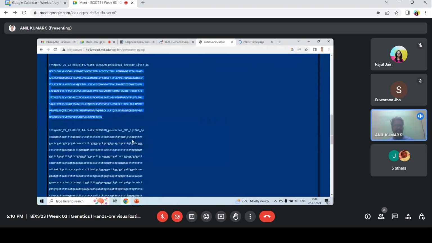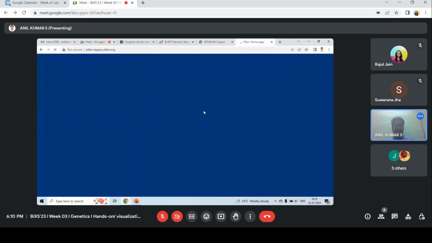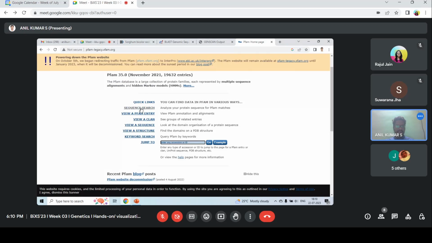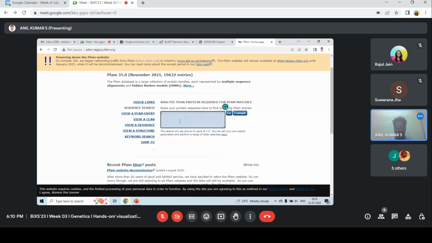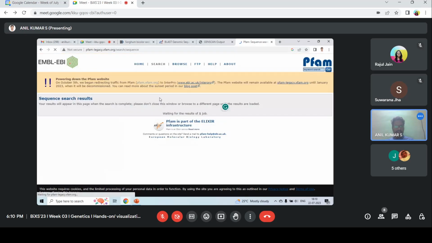So for the same nucleotide sequence, I am taking the protein sequence. I will submit the protein sequence in PFAM page. Sequence search. It may take a couple of minutes.